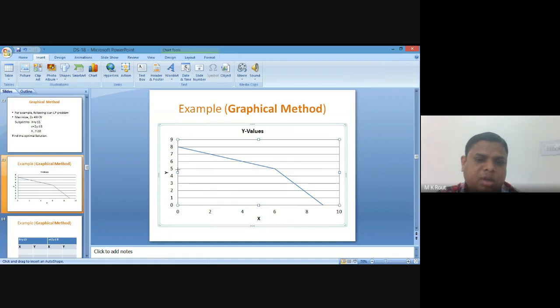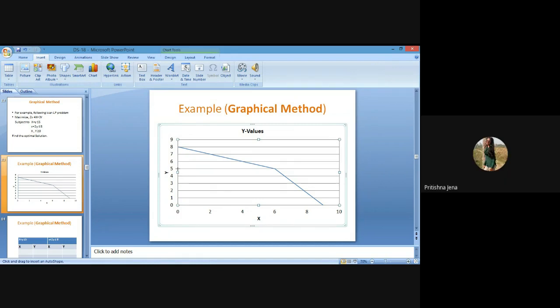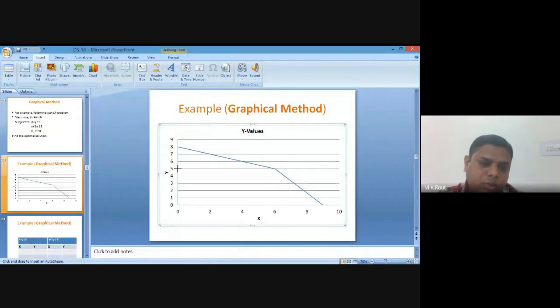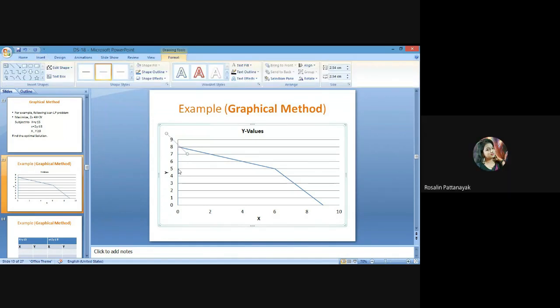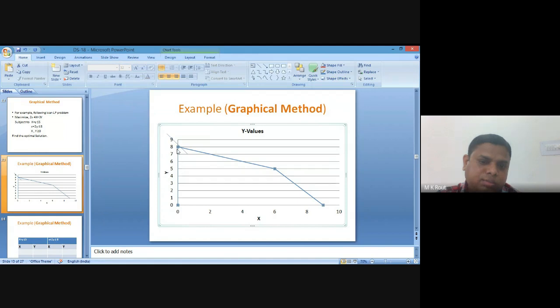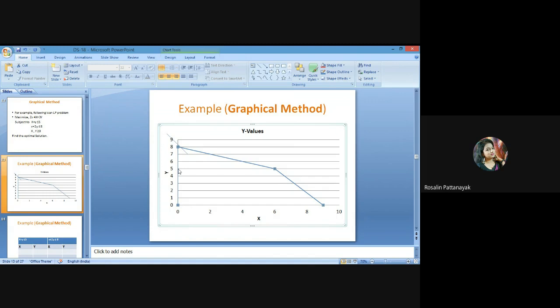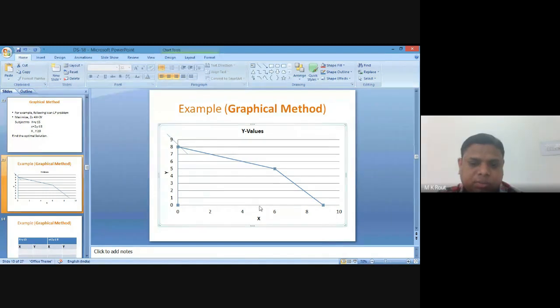So y is equal to 5 here. And x is equal to 0. So 0 means this one, 0 to 5, straight line. This is a straight line. If you consider, suppose your y is equal to 0, x is equal to how much? So 5. That means 5 should be here.